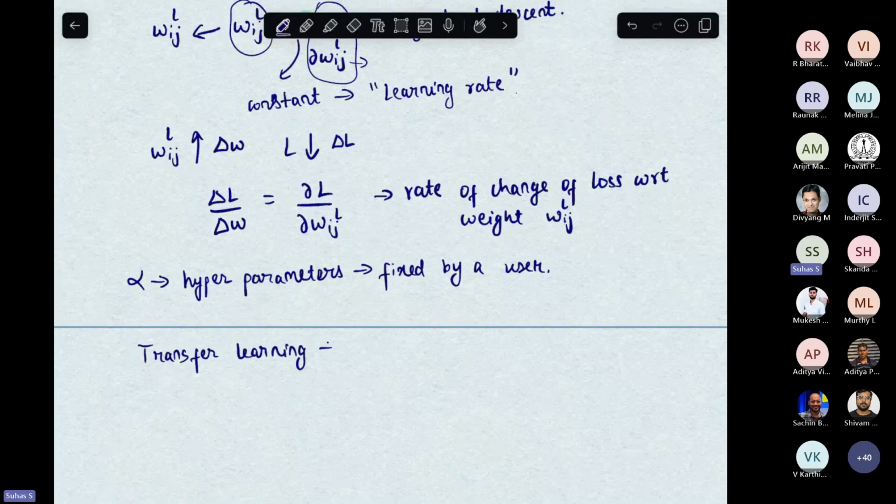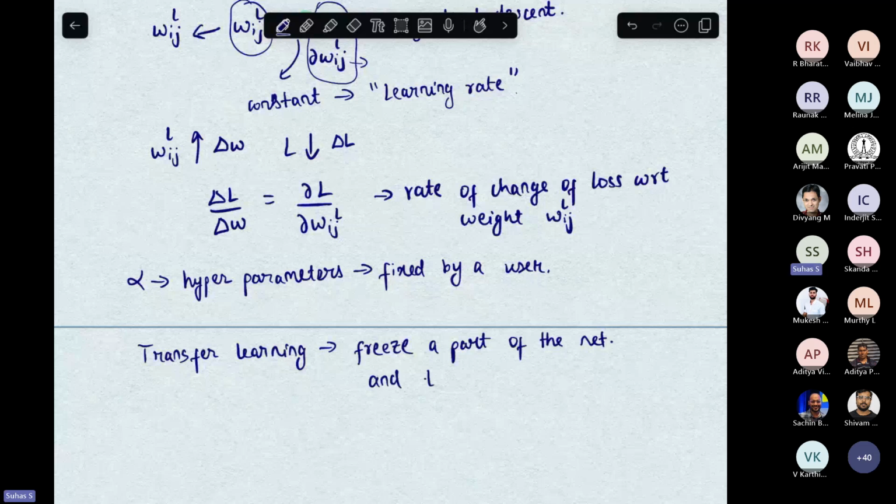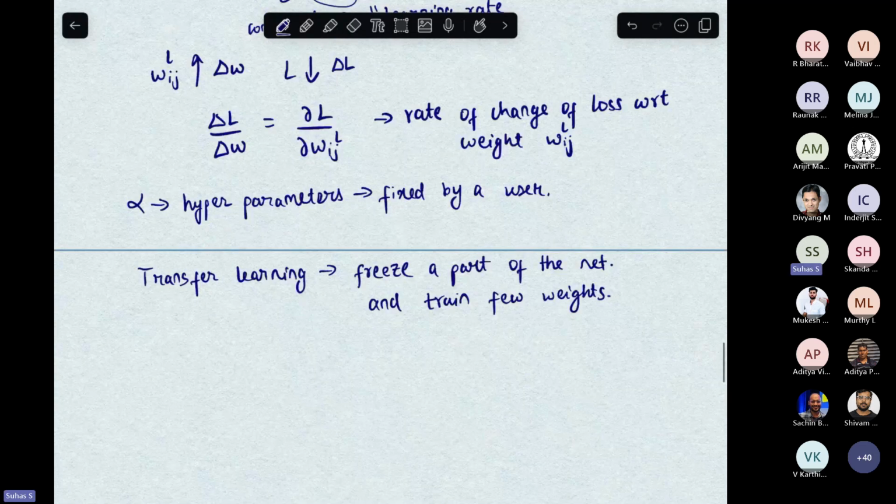So transfer learning, where you freeze a part of a network and train few weights. So yeah, that is a good point. Yeah. So you can freeze a part of the network.